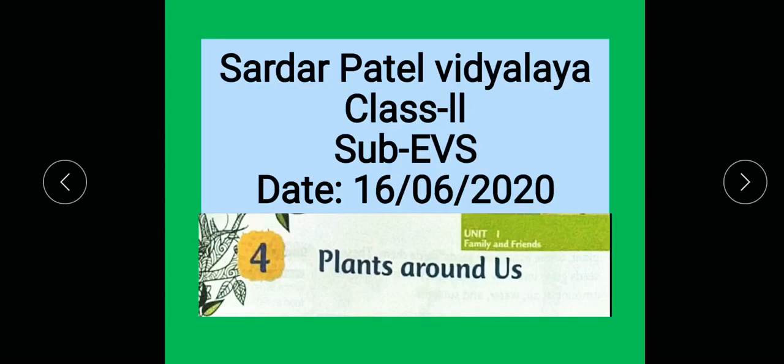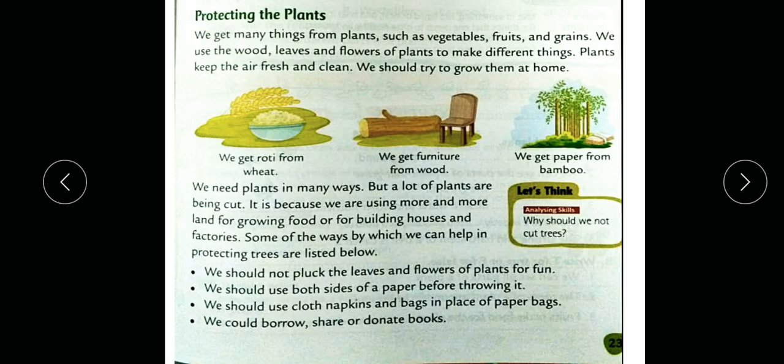Good morning, children. As we are doing our chapter number 4, plants around us, right? In our previous videos, we have done our first topic, parts of a plant, and second, types of plants. So today we'll see our next topic, protecting the plants. So let's start. We get many things from plants, such as vegetables, fruits, and grains.